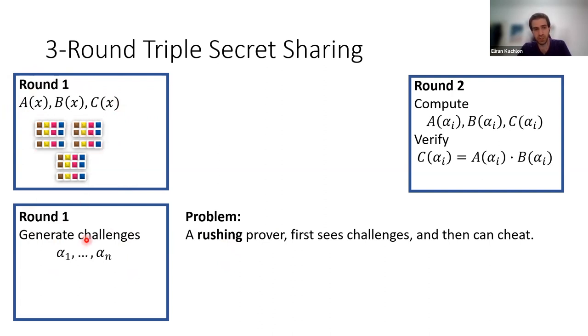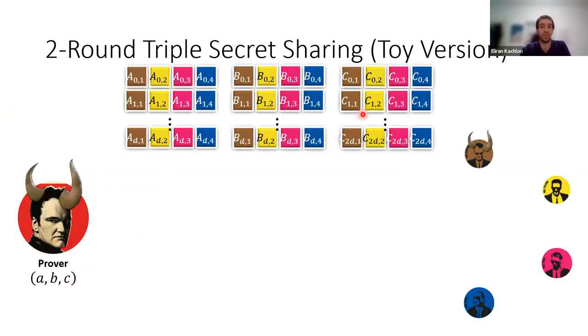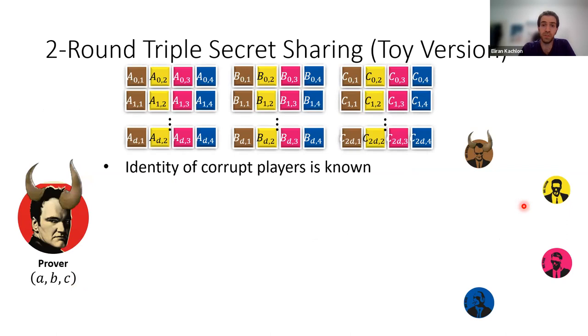But what we will do is actually to generate the challenges already in the first round, but in a secret way, so that the prover will not know at least one challenge. And then we will use the fact that we have an honest majority and that the verifiers can answer the challenges by themselves. Okay, so let's start with a toy version in which the identity of the corrupt parties is known. Okay, so those are the honest verifiers, and they know that these two are corrupt.